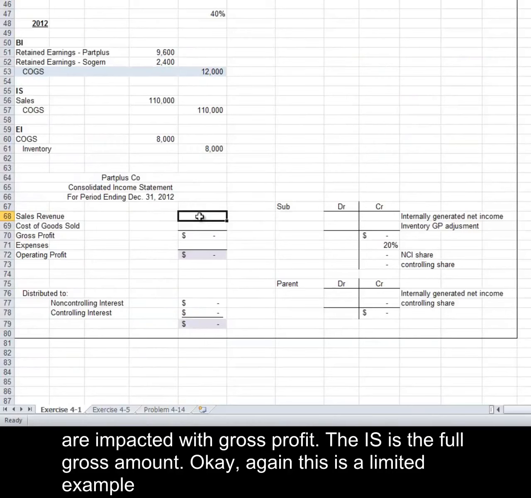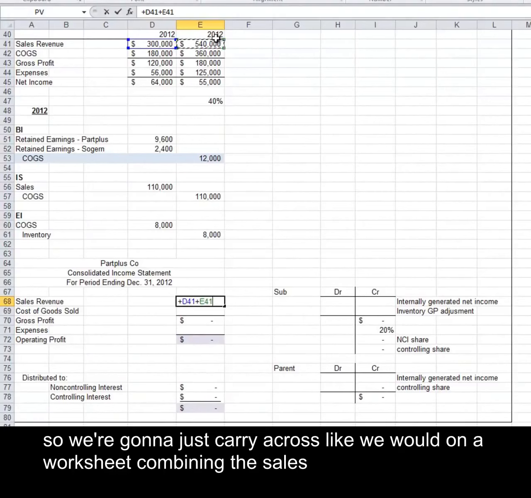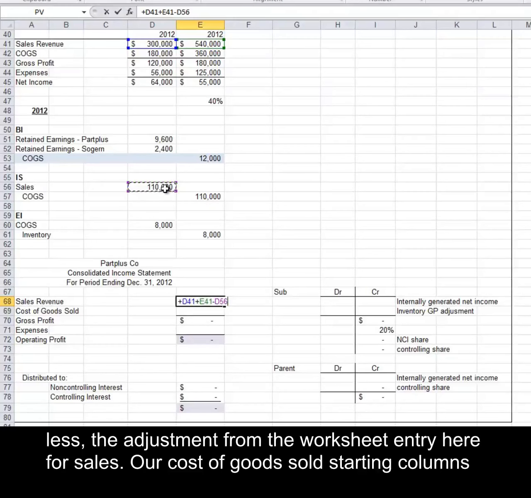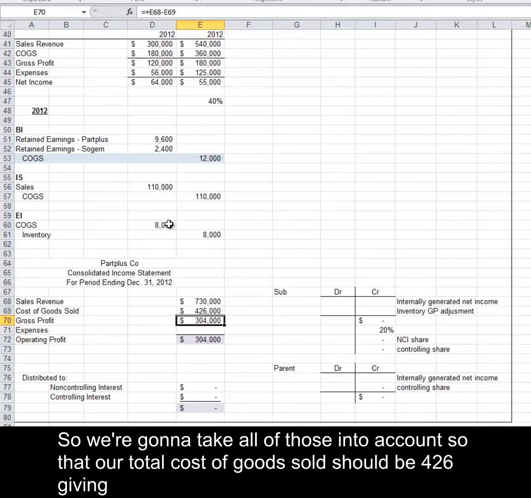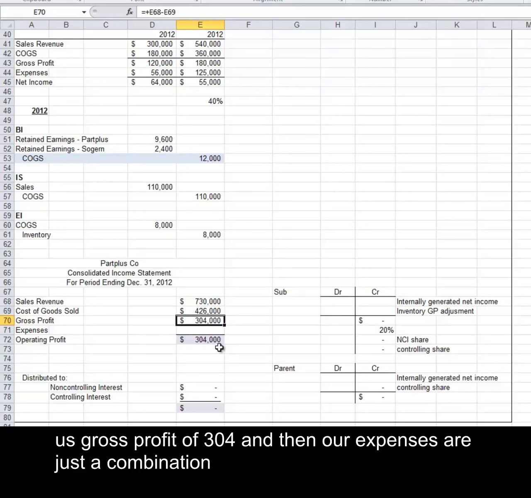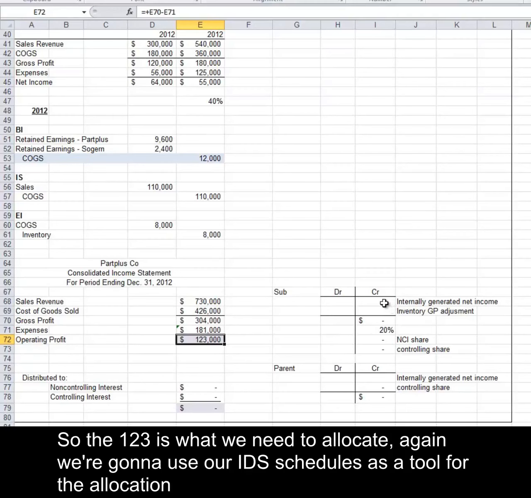Okay, again, this is a limited example, so we're going to just carry across like we would on a worksheet, combining the sales less the adjustment from the worksheet entry here for sales, our cost of goods sold starting columns, and also the adjusting entries. In this case, there are 3 adjusting entries that we have to consider. So we're going to take all of those into account so that our total cost of goods sold should be 426, giving us gross profit of 304. And then our expenses are just the combination because there were no worksheet entries. So the 123 is what we need to allocate.